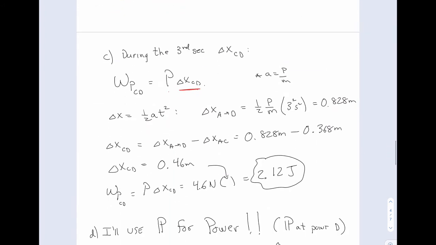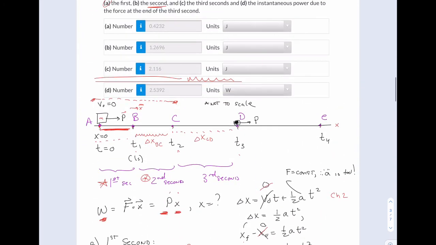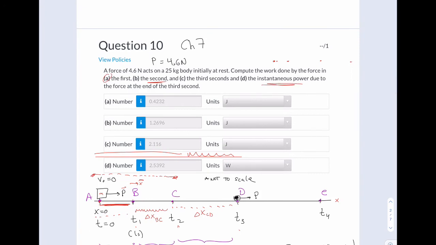Okay, so I went from the whole distance A to D, right there. On the picture, it's 3 seconds from start to point D. I found that, and I already had the distance from A to C from the previous section above. So now I have the distance from C to D, same force. That gives you the work done by that force going from C to D during the 3rd second.